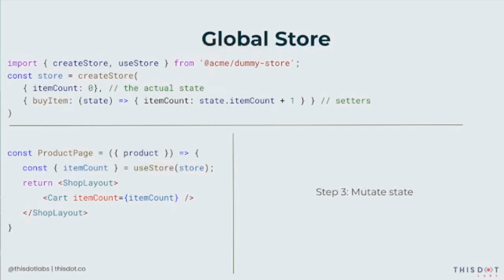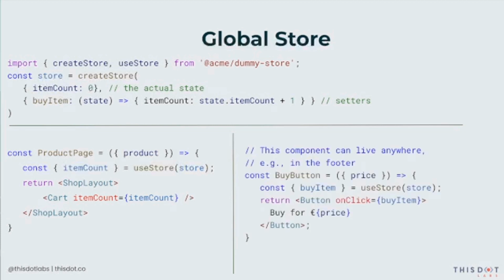Also note that we're not doing it in the cart directly because we want to get the separation of controlled and uncontrolled components. The cart is a controlled component, so it can't do any data fetching itself. We're just passing in our item count, and the cart knows how to render it.